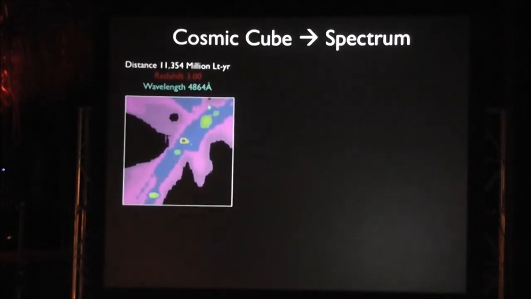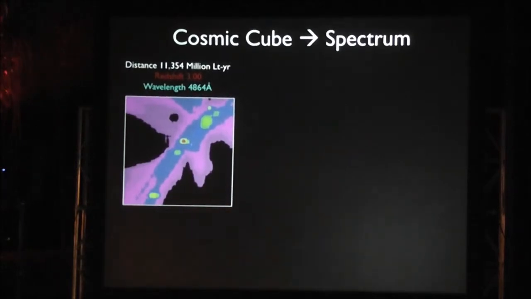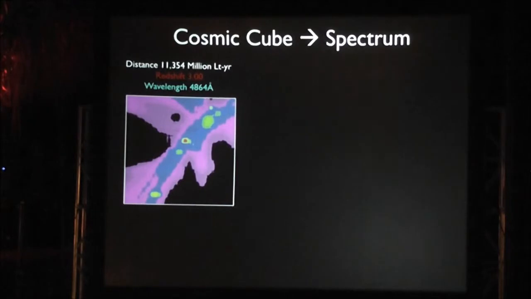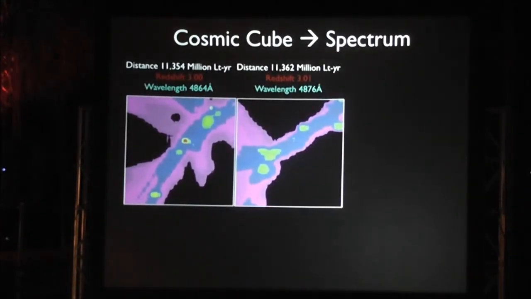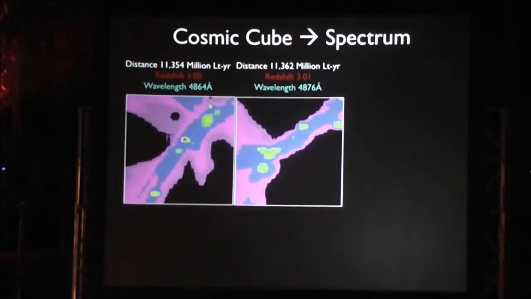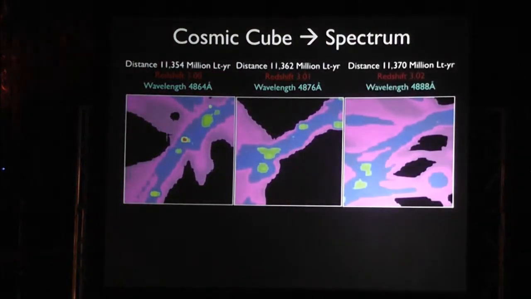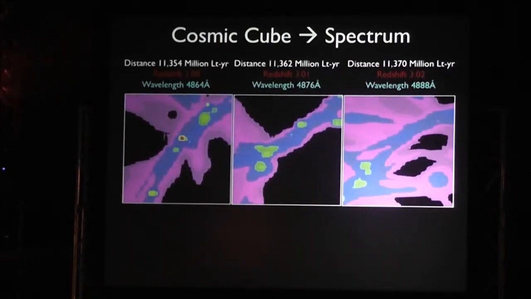So imagine we have 3 slices of the cosmic web at 3 different distances. Here is one at 11,354 million light years from here. Lyman alpha falls at a wavelength of 4864 angstroms. 11,362 million light years. The wavelength is 4876 angstroms. And a little bit farther, 4888 angstroms. So 3 different slices at equidistance. Okay, what do we do with that?